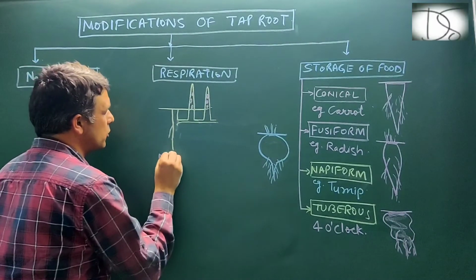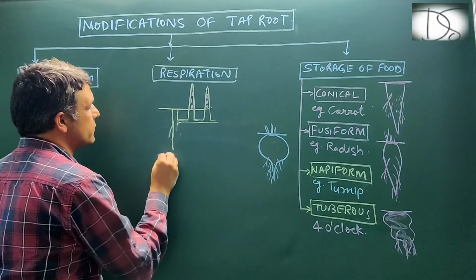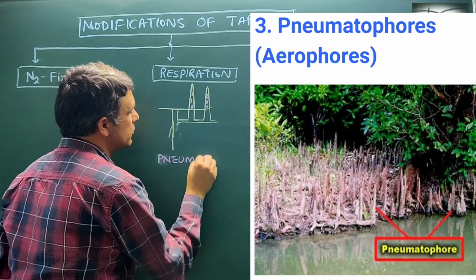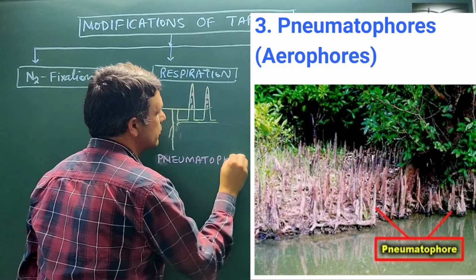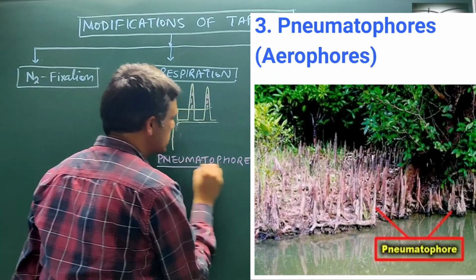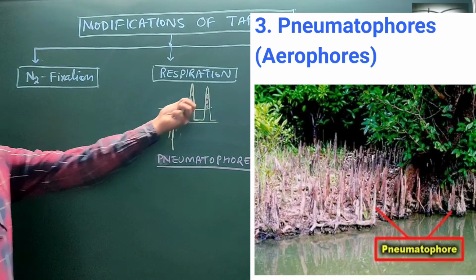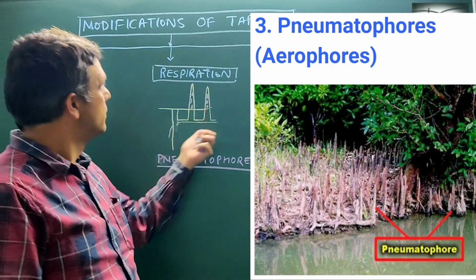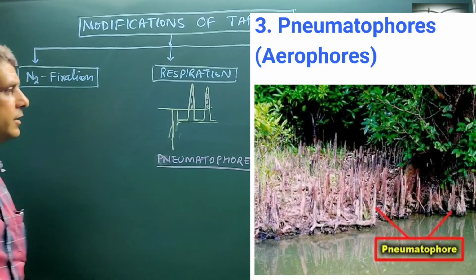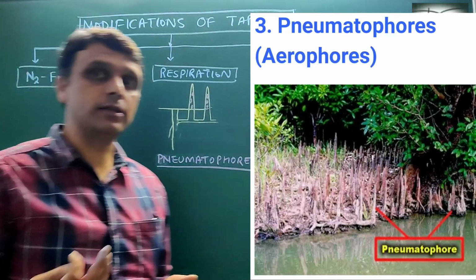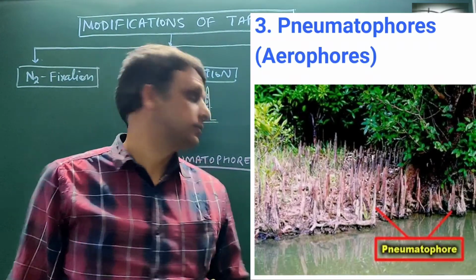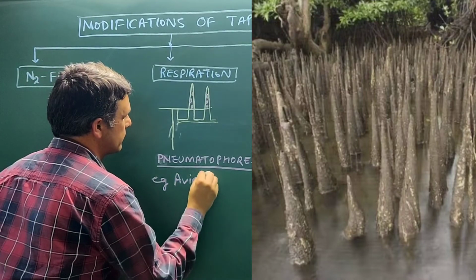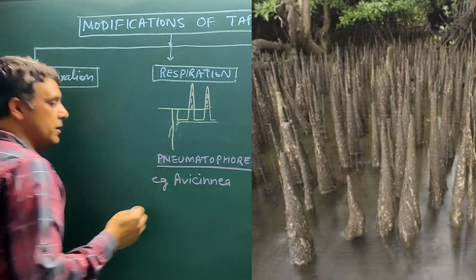They are also called pneumatophores, not nodules. They are called pneumatophores, and these special type of pores are called lenticels or pneumatodes in these respiratory roots. And as we have talked about the examples, the example here is Avicennia. It's again a common name.